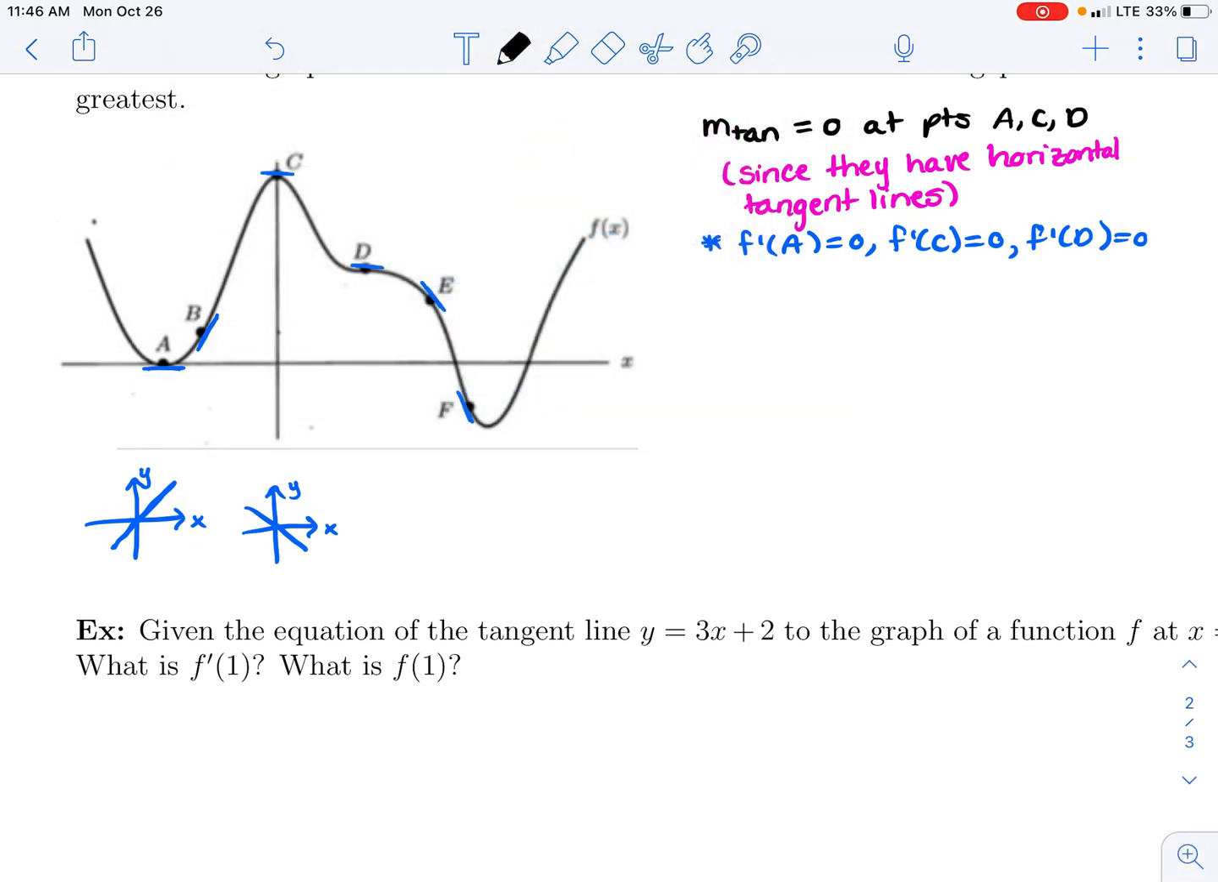So here I'm going to say that the slope of my tangent line is positive at point B. And so in terms of the derivative, that means the derivative at my point B is greater than 0, or in other words, it's positive.